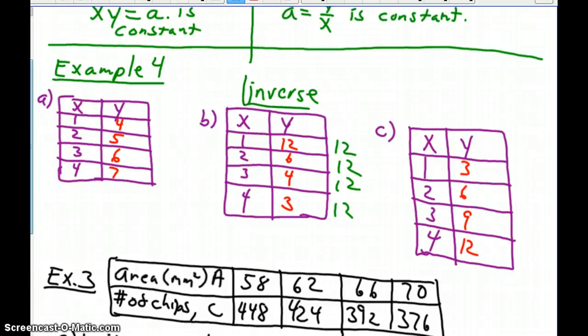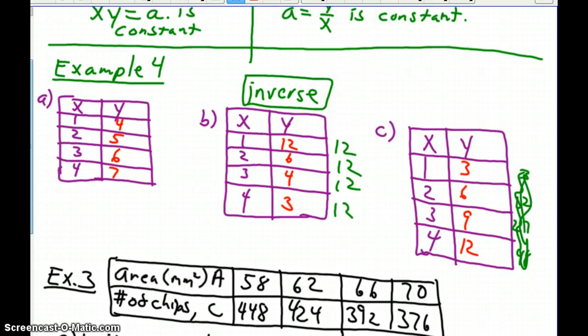And that's what it says on the notes. Okay, so now let's go to C. How much is 1 times 3? 3. How much is 2 times 6? 12. How much is 3 times 9? 27. How much is 4 times 12? 48. Okay, right. Do those equal each other? No, so that means it's not inverse. Okay, all right. Let's get that out of the way.